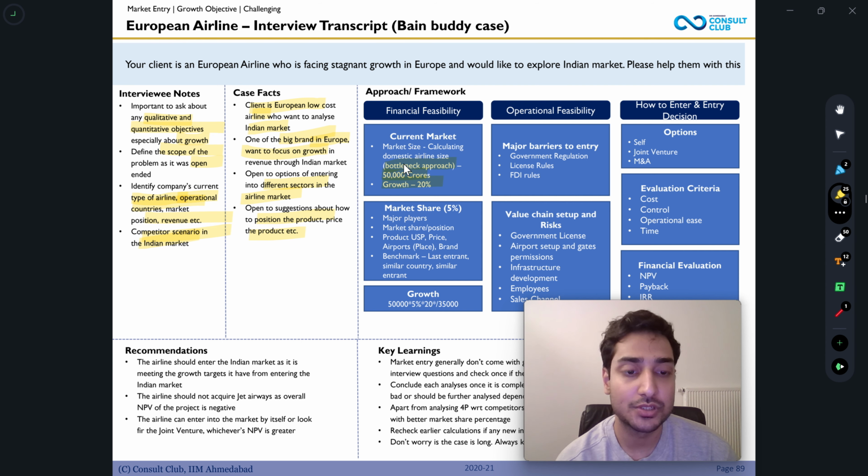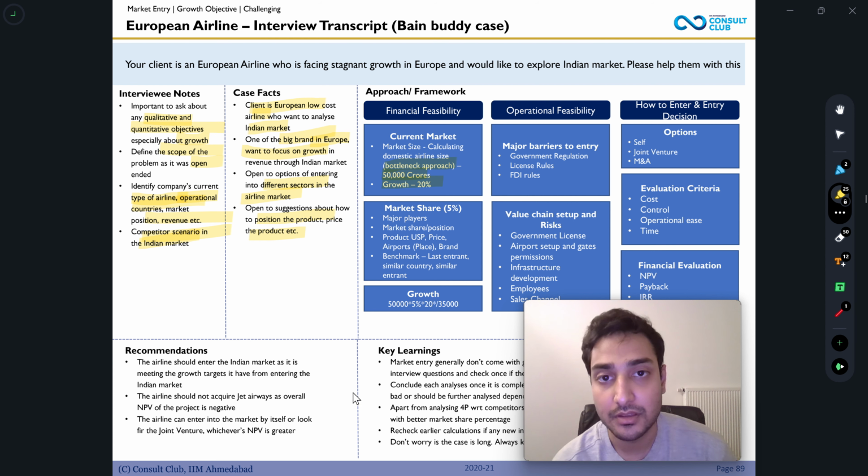So the bottleneck approach is you figure out at what point you can look at to calculate the market size. You figure out how many planes there are, how many passengers are traveling per plane, how many tickets you can calculate, and multiply this, and you get the total market size.